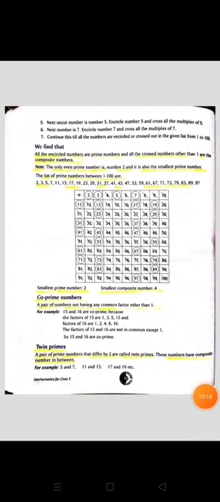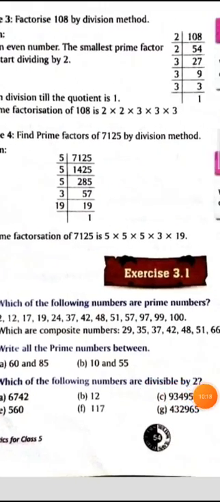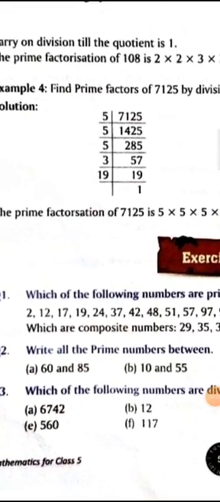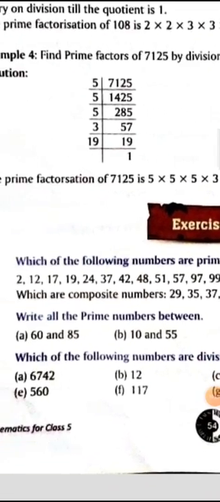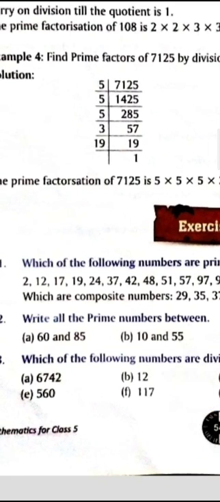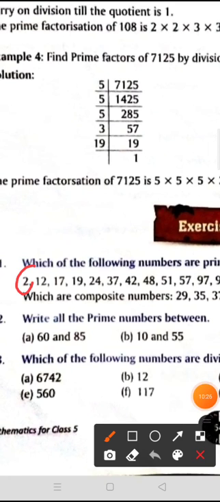Okay, have you understood all about the prime numbers? Now see exercise 3.1, question number 1. Which of the following numbers are prime numbers? Very easy. You have to write which one is prime. 2 is prime. 12 comes in the table of 2. 17 is prime. 19 is prime. 37 is prime. Numbers which don't come in any table are prime numbers.